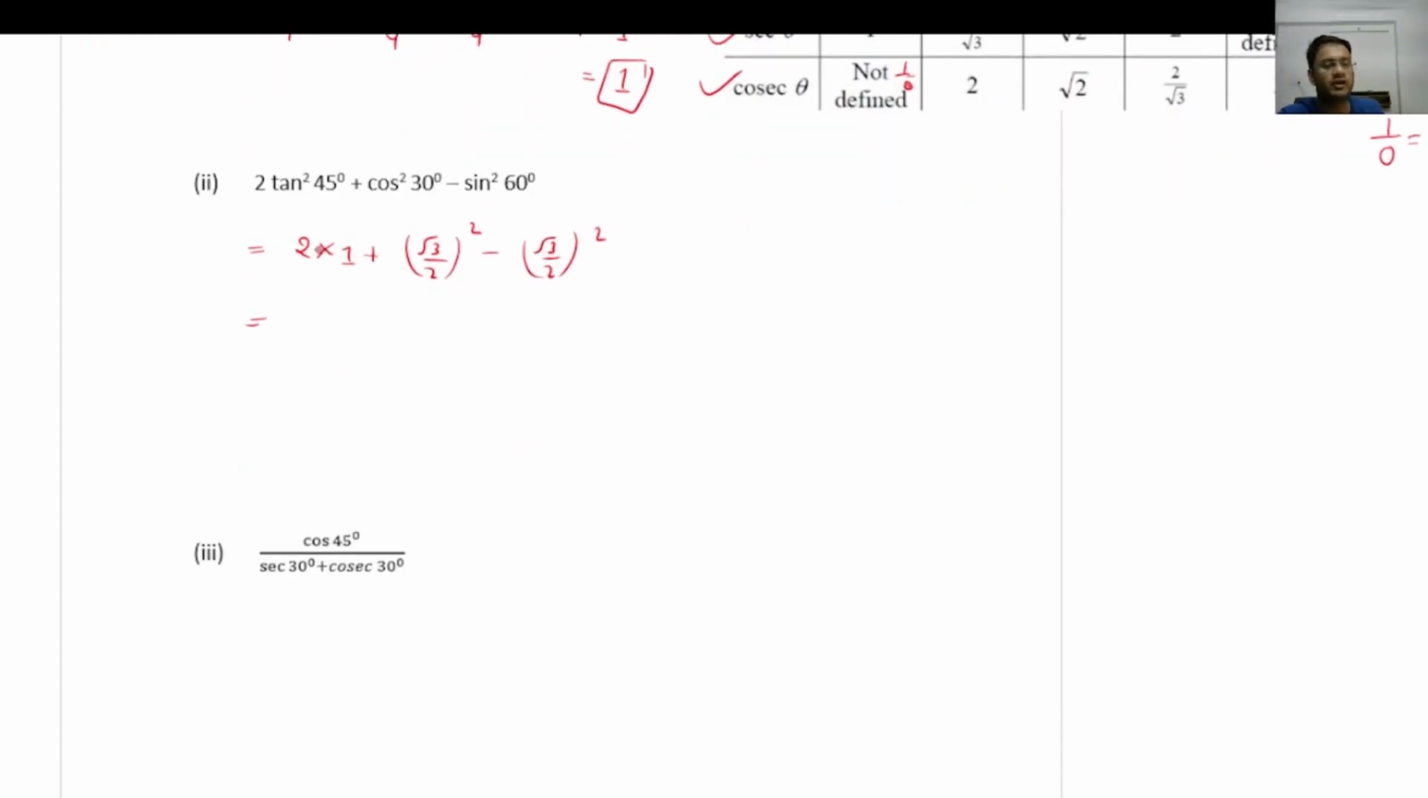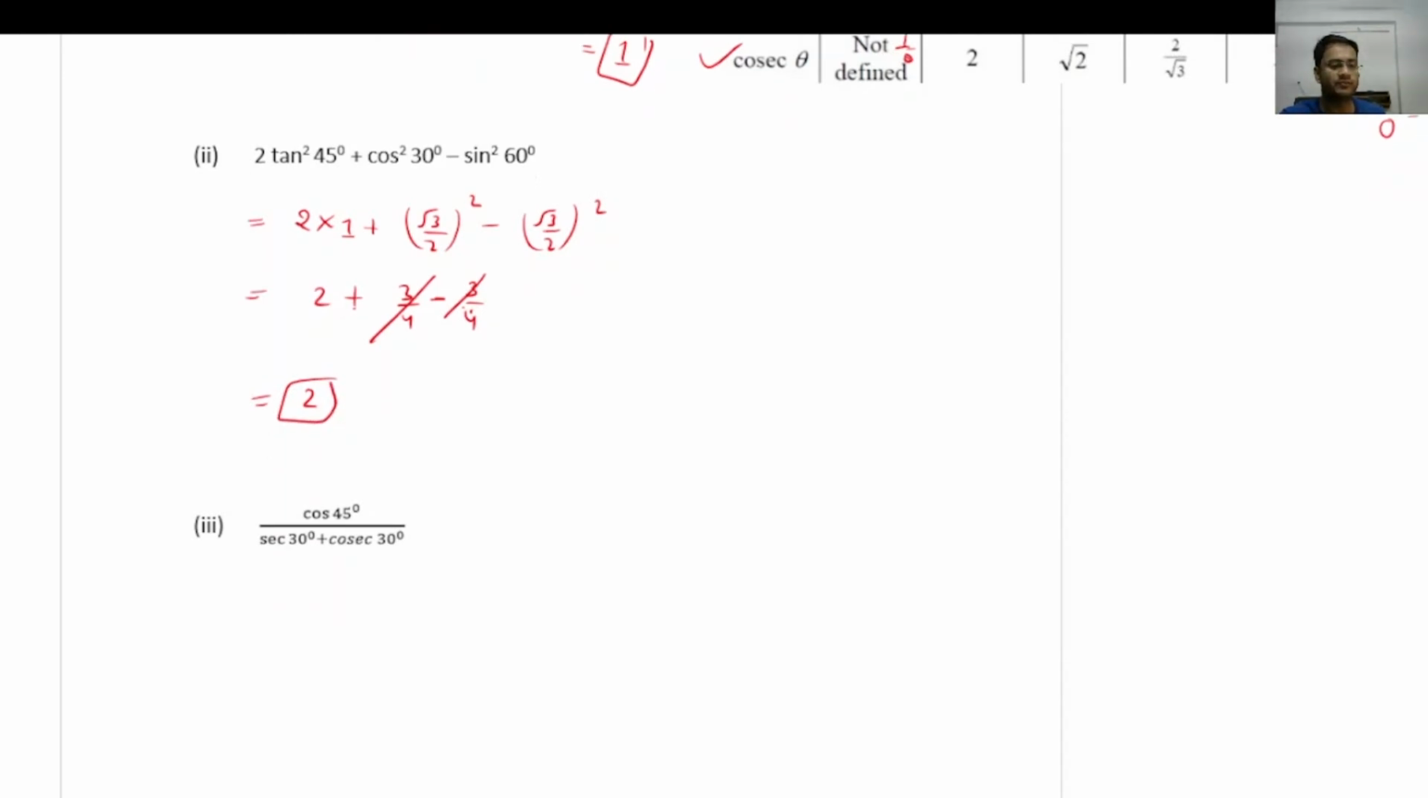If you solve this, 2 into 1 is 2. Again root 3 by 2 whole square will become 3 by 4, because root 3 into root 3 is 3 and 2 2s are 4. Minus root 3 by 2 whole square, which is again 3 by 4. This is plus, this is negative, so this can be cancelled. So the final answer is 2, right? I hope this is very easy for you.